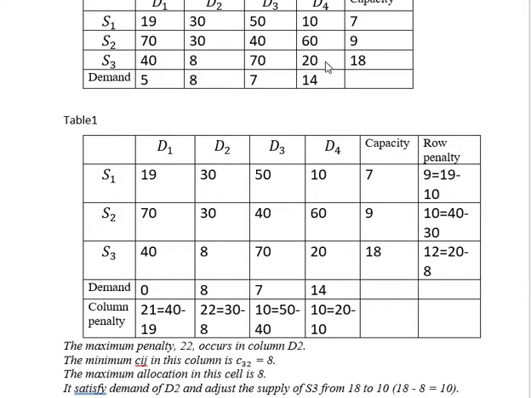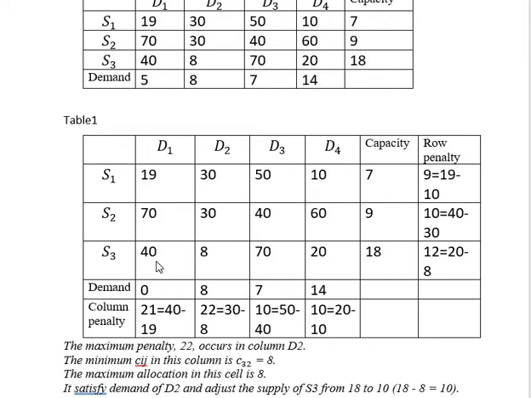Now from the given table, we can calculate row penalties and column penalties. Look at the first row. Here, the lowest cost is 10. Next lowest cost is 90. Take the difference. That will give you the first row penalty. Then look at the second row. Here the lowest cost is 30. Next lowest is 40. Take the difference, 40 minus 30, that's equal to 10. That's the second row penalty.